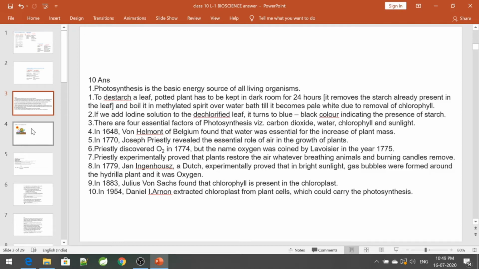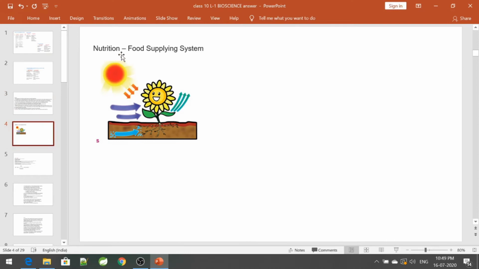Okay, let's see how the plant is getting nutrition from soil. From the soil it is getting water and minerals, and it is utilizing the sun's energy. The green leaves contain chloroplast, which performs photosynthesis, and oxygen is released.